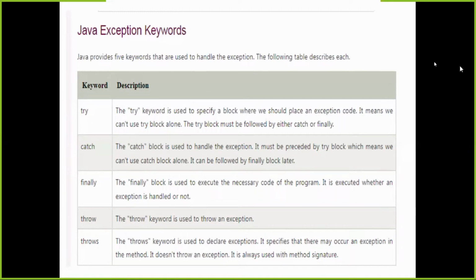Take a proper screenshot of this. All these are important terms. If the question in the exam asks to explain exception handling mechanism in Java, or how exceptions are handled in Java, then you have to write this, that exceptions are handled in Java with the help of following keywords: try, catch, finally, throw and throws, and then the explanation of all of these.